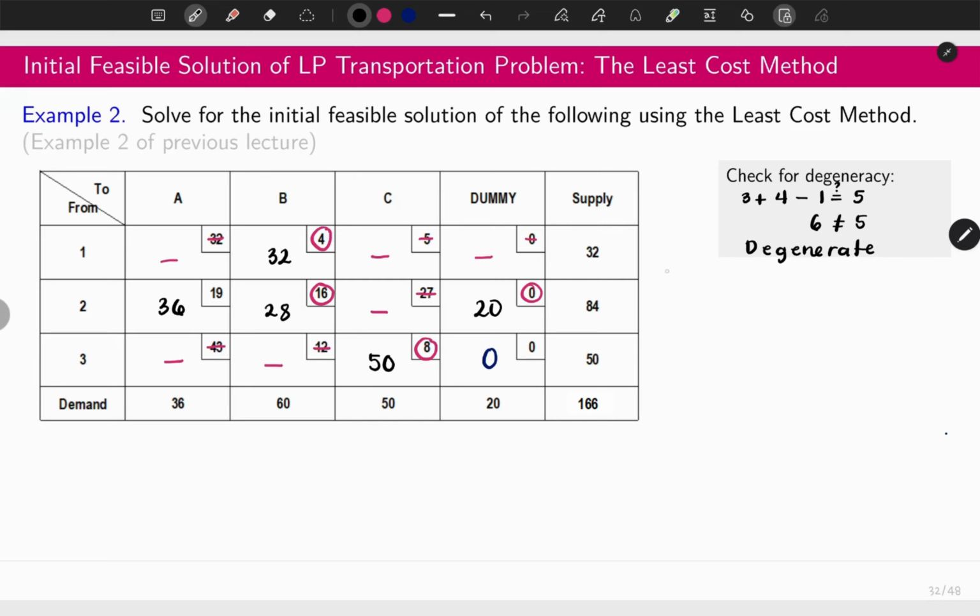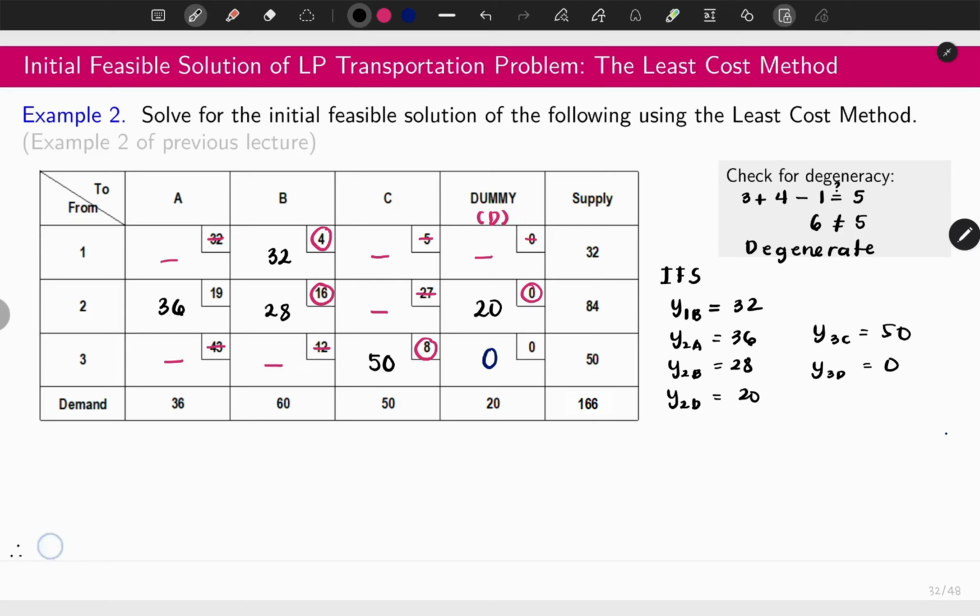So, let us write the IFS. Okay, the quantity to be transported from source 1 to B is 32, to A 36, to B 28. Okay, for the dummy, let us denote that as capital D. Y2D 20, Y3C 50, and Y3D 0. Okay, you have to write also this one, the 0, because it will be considered later when it comes to the optimal solution.